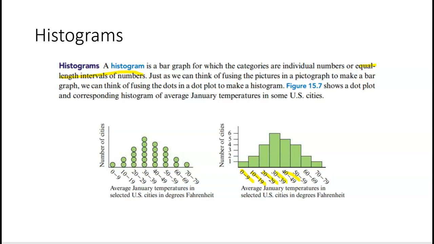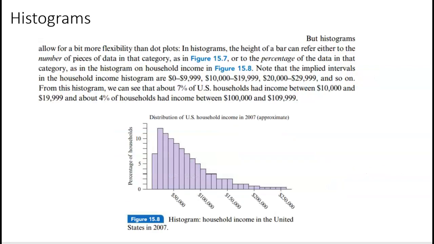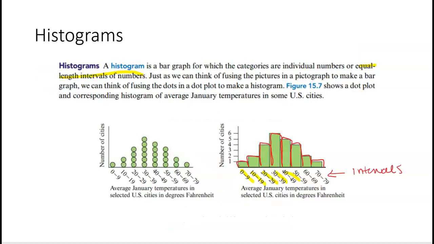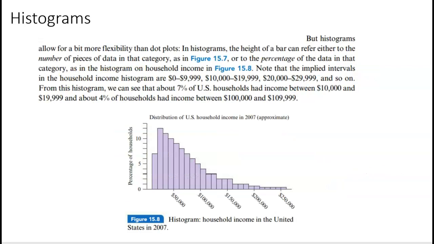So a couple of things. Histograms touch. There are no spaces between. That and the intervals make them different than bar graphs. Bar graphs are categorical and histograms are numerical. Histograms allow for a little more flexibility than dot plots. In histograms, the height of a bar can refer either to the number of pieces of data in that category or a percentage. On a dot plot, we always have just the number. We're not going to be able to display percentages there, but with histograms, we can display percentages.